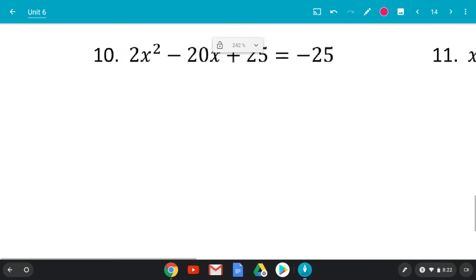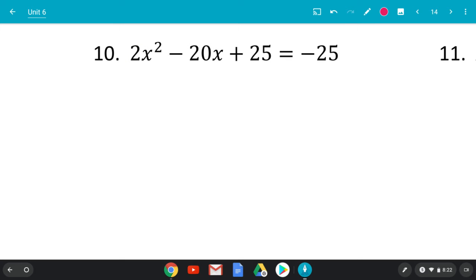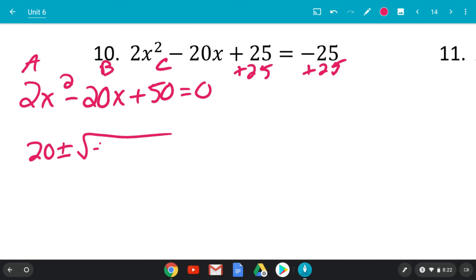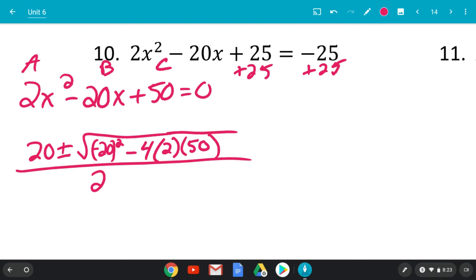Number 10. Quickly, as I start on number 10, I can see this has to be moved over, so I need to add 25 to both sides. So I'm left with 2x squared minus 20x plus 50 equals 0. A, B, C. Negative b, which is 20, plus or minus the square root of negative 20 squared minus 4 times 2 times 50, all over 2a, which is 2 times 2.